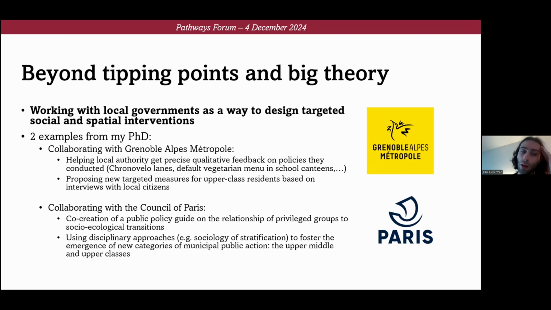for whom I will write a public policy guide on the relationship of the different privileged groups to socio-ecological transition, which will help them really make that specific high-stake group a category of municipal public action. As of today, municipal public action was mostly targeted to lower working classes, which have a much less significant carbon impact.